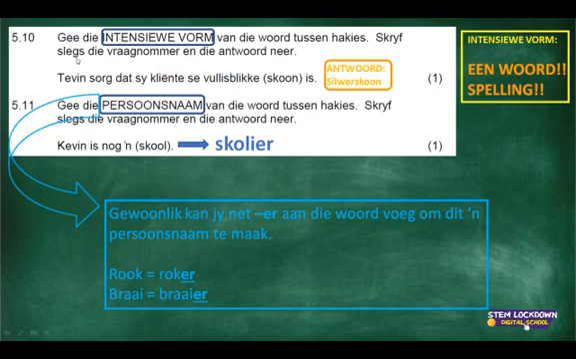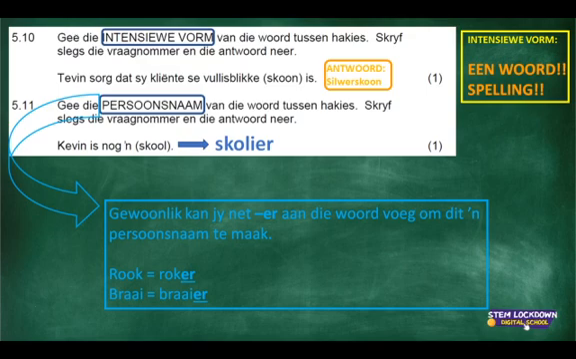Goed, vraag 5.10. Gee die intensiewe vorm van die woord tussen hakkies. Skryf slegs die vraagnommer en die antwoord neer. Devin sorg dat sy kliënte se vullisblikke skoon is. Now, what do we need to remember about intensiewe vorm? Dit is een woord. It is extremely important that you write it down as one word. If there is the slightest of gap, you will not be awarded the mark.